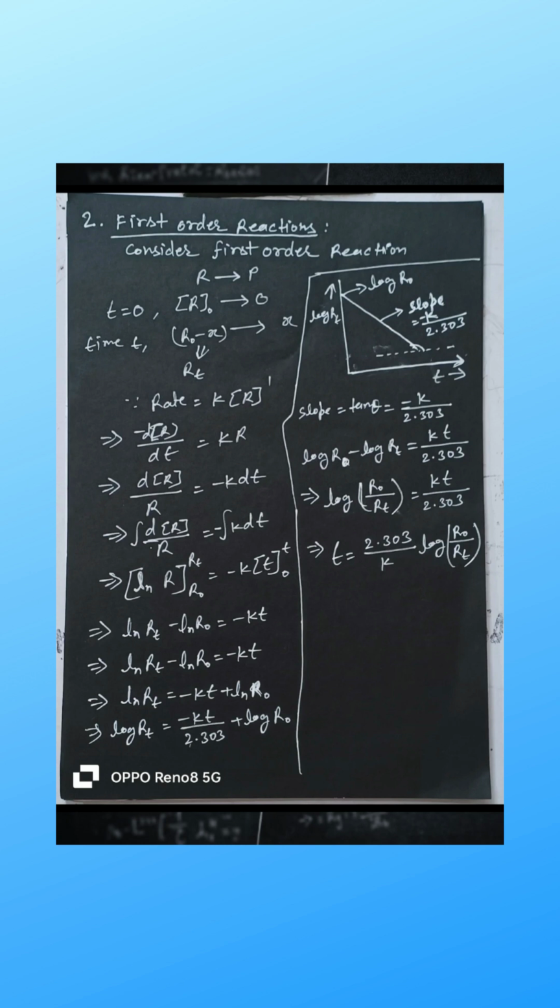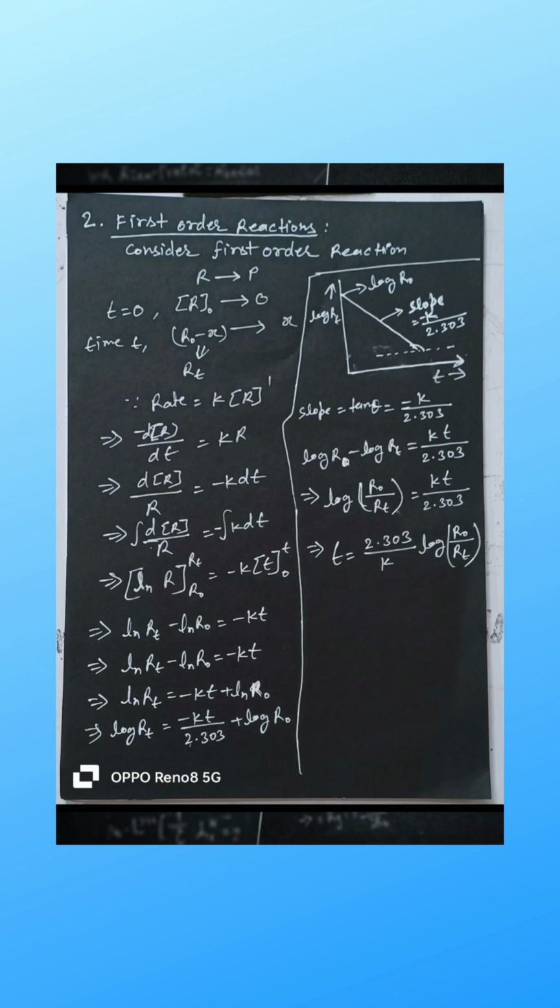A first order reaction is a reaction in which the rate of reaction depends only on the concentration of one reactant. Let us consider a reaction where R changes into P. At the beginning of the reaction, that is at time 0, the concentration of reactant R is R0. As the reaction proceeds, some amount of R gets converted into product. Let us say after time t, an amount X of R has reacted. So the concentration of R left at time t becomes R0 minus X. We call this remaining concentration R at time t.